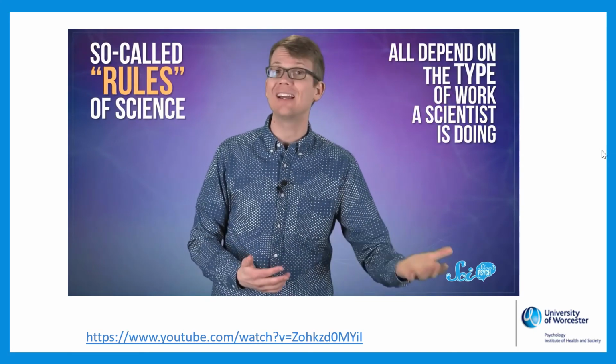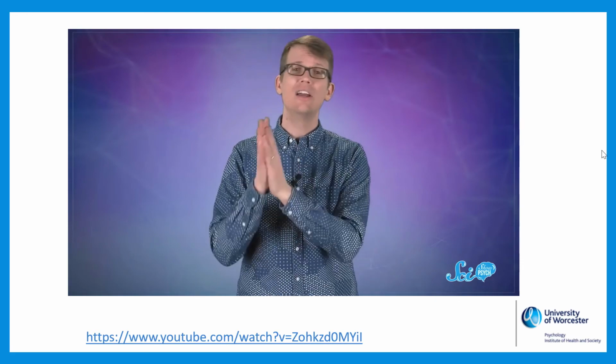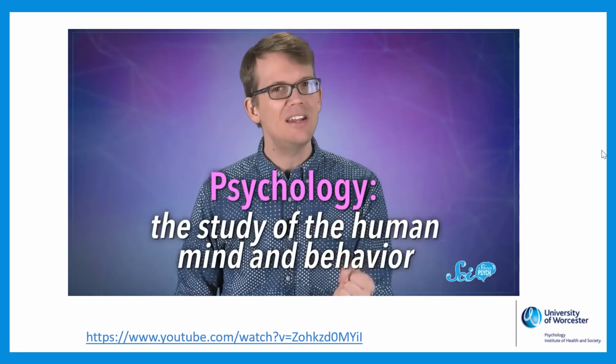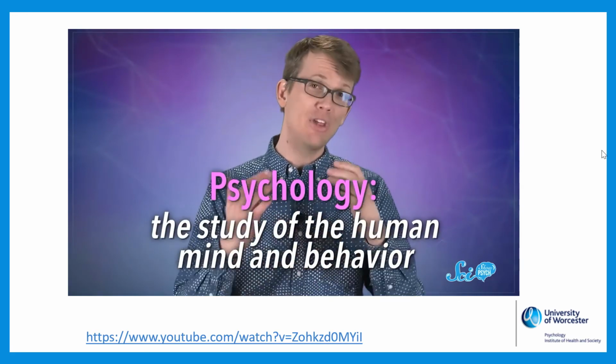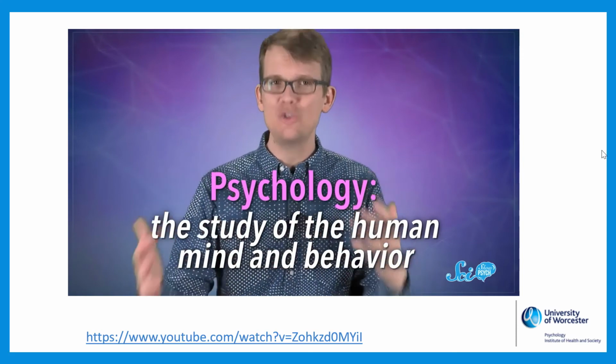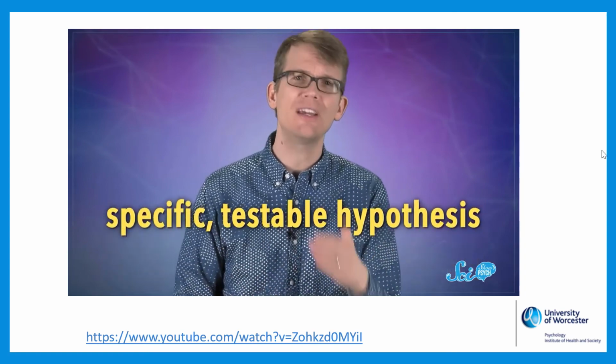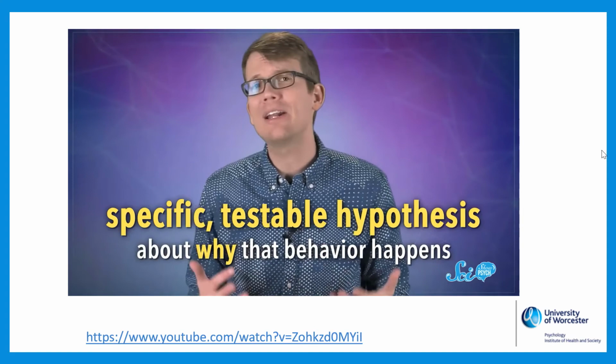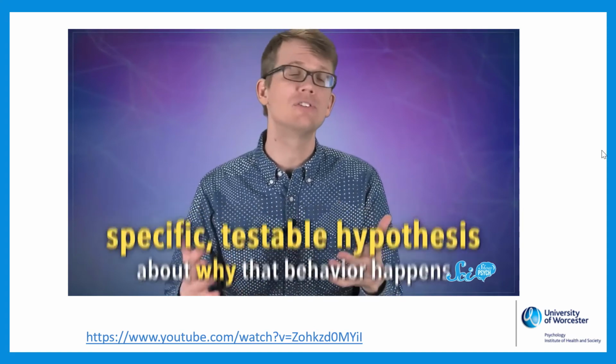The so-called rules of science all depend on the type of work a scientist is doing, and psychology is no exception. Psychology is the study of the human mind and behavior, and there are lots of different ways to do that. But any good psychologist can demonstrate that their research follows the scientific method just like biology or chemistry. After observing patterns in human behavior, psychologists usually develop a specific testable hypothesis about why that behavior happens, or they might create a scenario and see if it leads to certain behaviors.